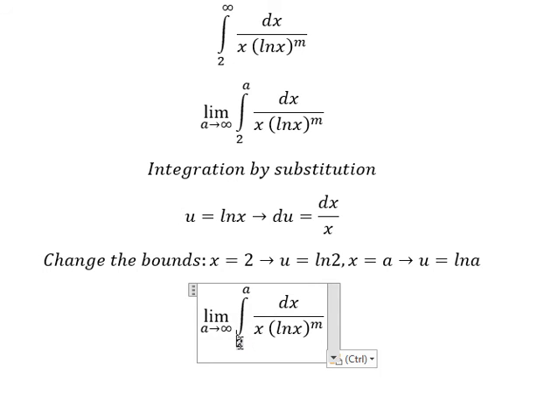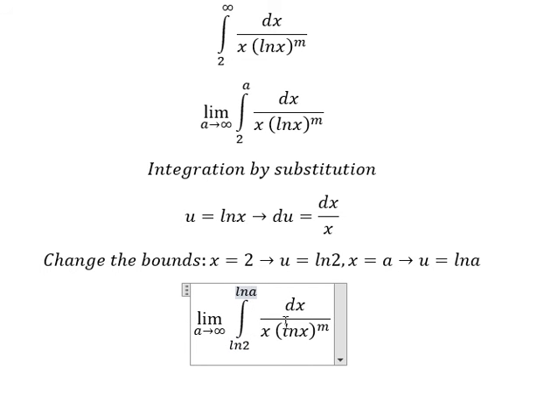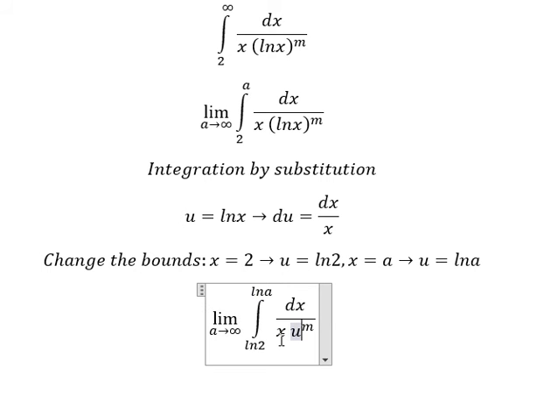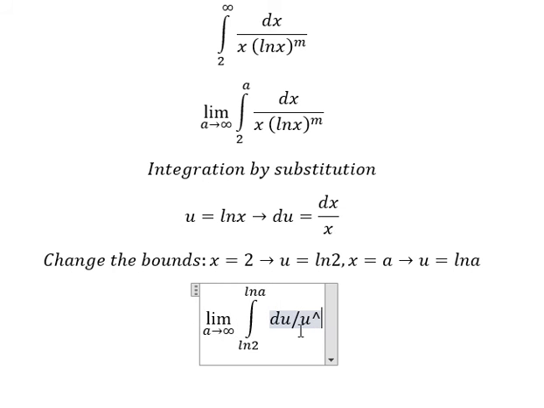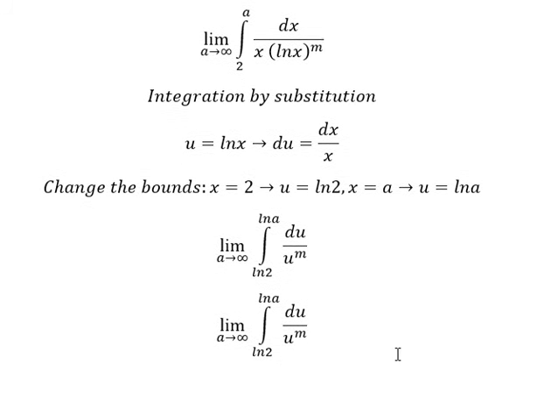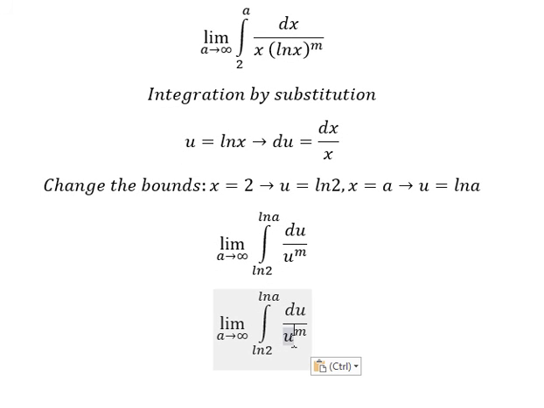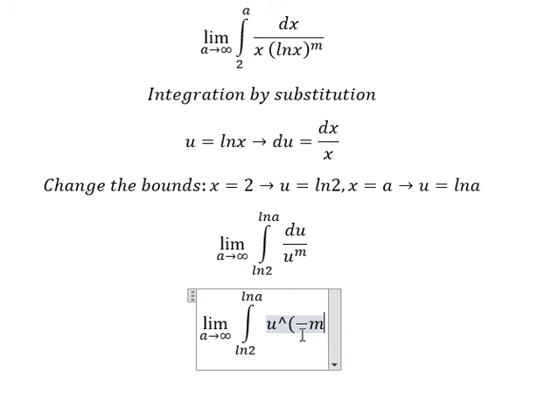So number 2 we change to ln 2. a we change to ln a. This one we change to u. The ds over s we change to du. So if we want to put this one on the numerator, we need to put the negative on the power.